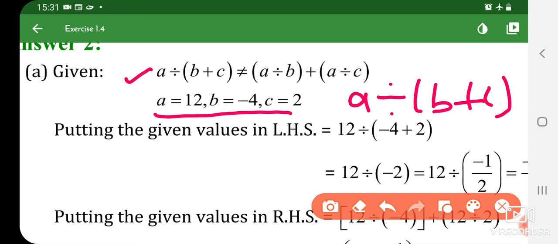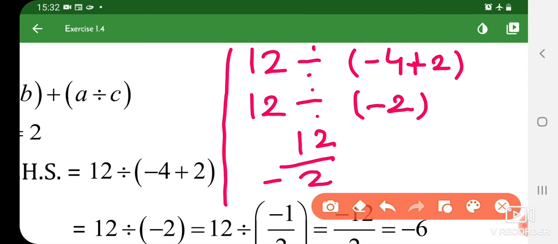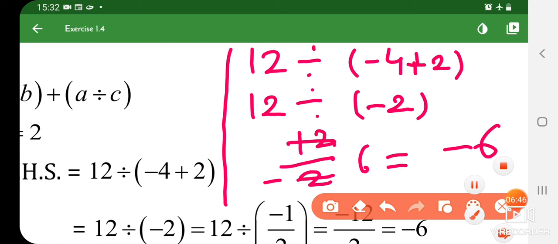So what is the value of A? 12, B minus 4, plus 2. Now solve that side. 12 as it is, divided by minus 4 plus 2, which is minus 2. And when we divide 12 upon minus 2, in the 2 table 12 comes 6 times. So the answer we get is minus 6. Okay, so the LHS answer is minus 6.